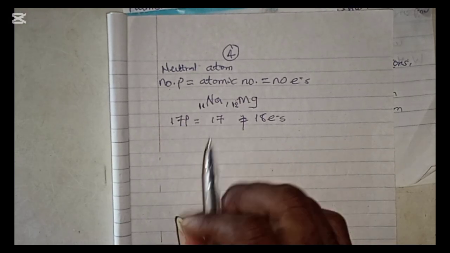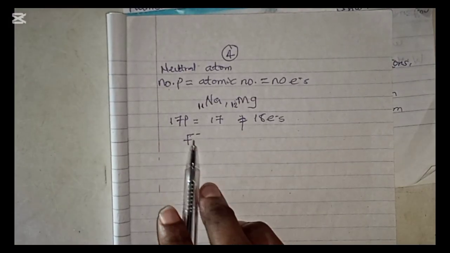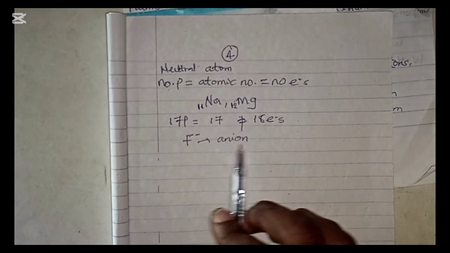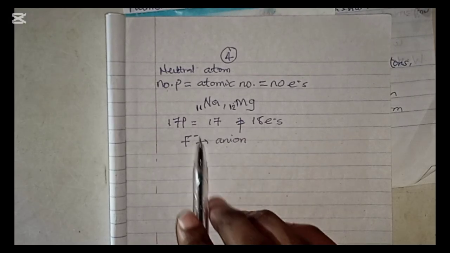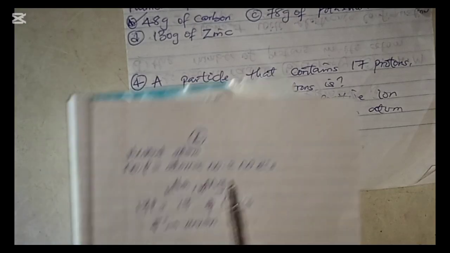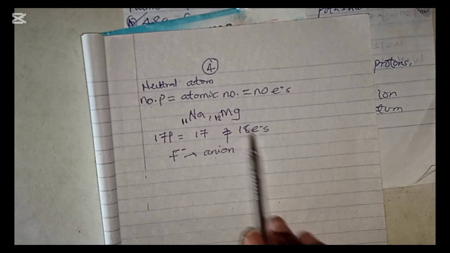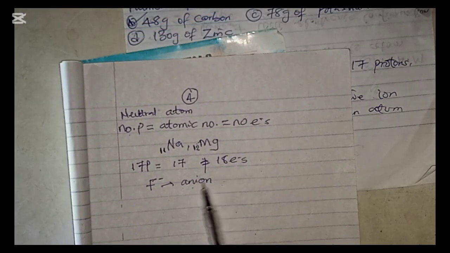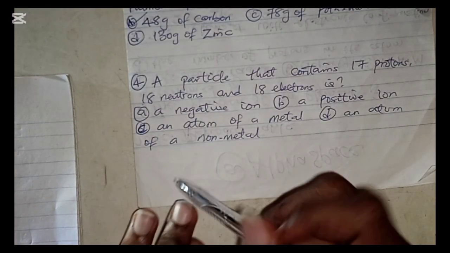And gaining of an electron means, you saw when we did fluorine, we saw negative. This is what we call an ion. So it will become a negatively charged ion. So if you want to remember, it becomes a negative ion. From this, you can see that this particle has gained an electron. Because normally the number of protons is supposed to be equal to the number of electrons for a neutral atom. But since it has gained an electron, it is a negative ion. As you can see, a negative ion. And that is option A.